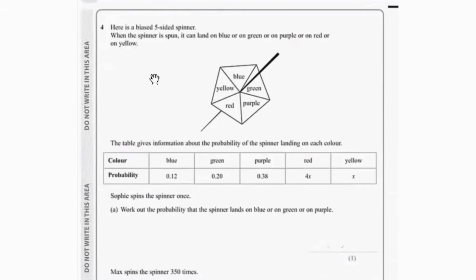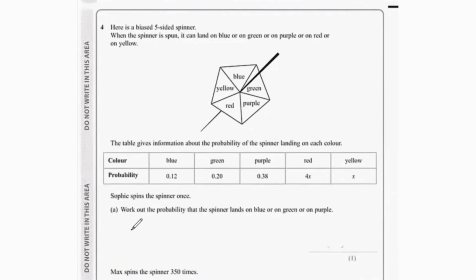Then we have probability, where it says here's a biased 5-sided spinner. When the spinner is spun, it can land on blue or on green or on purple or on red or on yellow. The table gives information about the probability of the spinner landing on each color. Sophie spins the spinner once. Work out the probability that the spinner lands on blue or on green or on purple.